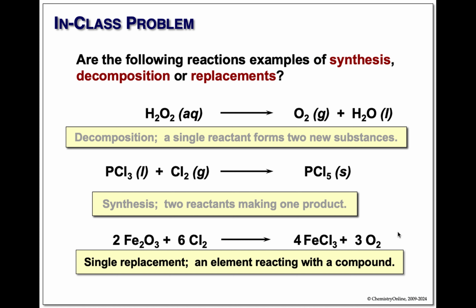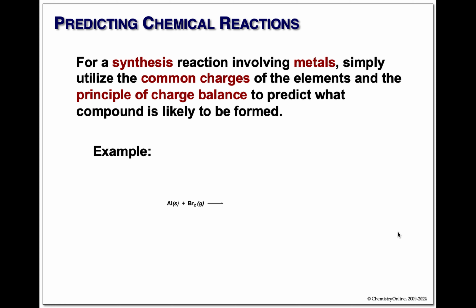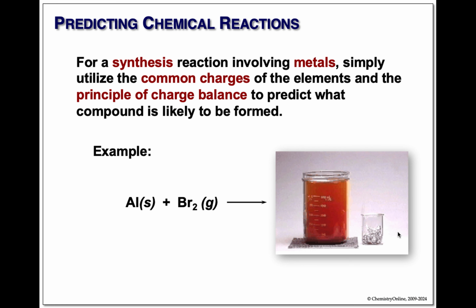I said that the point in trying to classify reactions was so we could better predict products. If you're doing a synthesis reaction and you're involving things with metals in it, what you do to predict is to utilize the common charges for the elements. Put them together and give it your best guess. Now, anytime you're predicting, you're guessing, but you can usually do it pretty well.